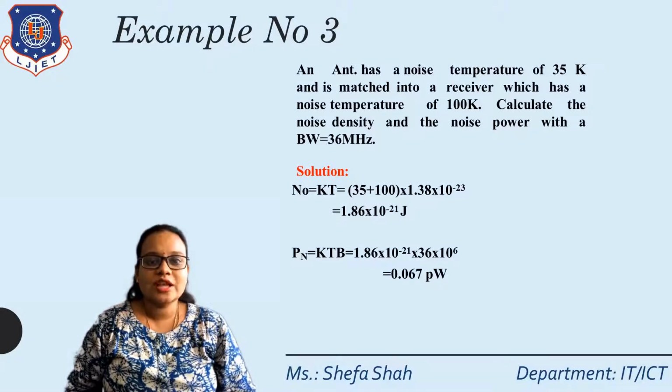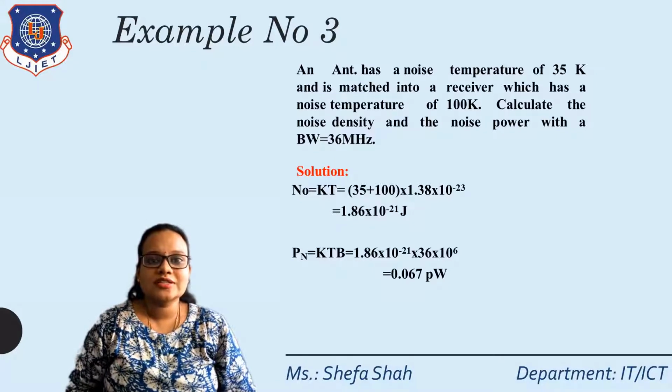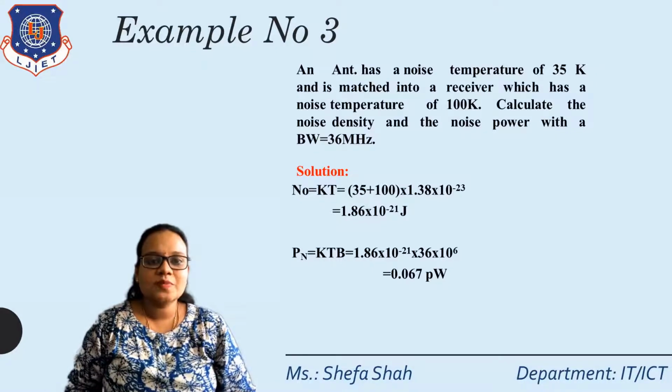Now next we want to find the noise power. Noise power is nothing but KTB, where KT is the noise density which we found in the first step. So 1.86 into 10 raised to minus 21, multiplied with the bandwidth, that is 36 into 10 raised to 6 hertz. So we will get 0.067 picowatt. So this much noise power will occur in the receiver due to this antenna. Clear? So this is how we calculate the noise power and the noise power density based on the noise temperature and the bandwidth given.